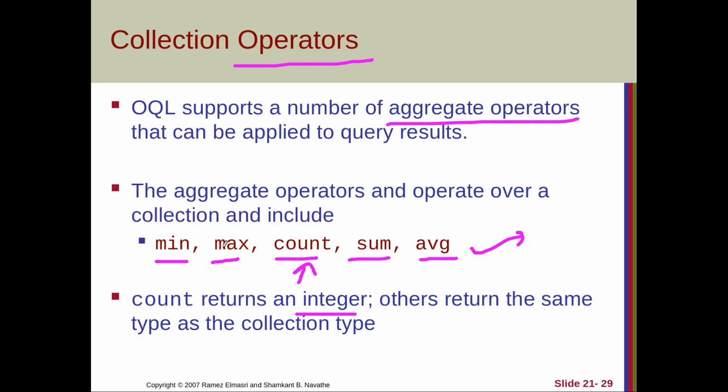Min depends on the type. Max also depends on type. Sum also depends on type. Average also depends on the type.